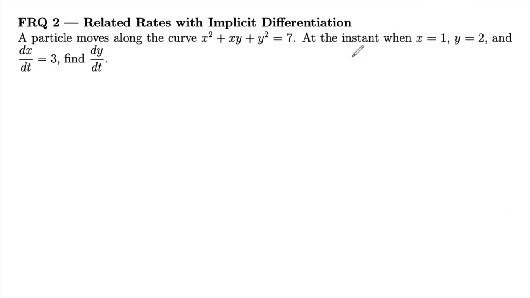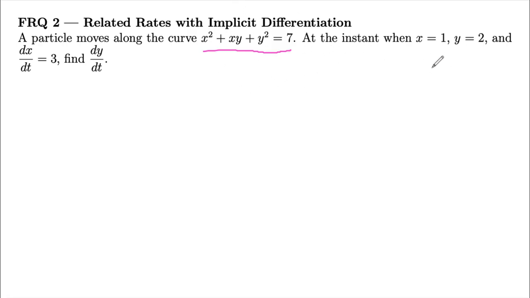Okay, so let's go ahead and take a look at an FRQ and see how we can apply implicit differentiation to a related rates problem. This tells us a particle moves along the curve x squared plus xy plus y squared equals 7. And just a quick note, we actually just solved this in the last question, so you should be pretty familiar with this at this point.